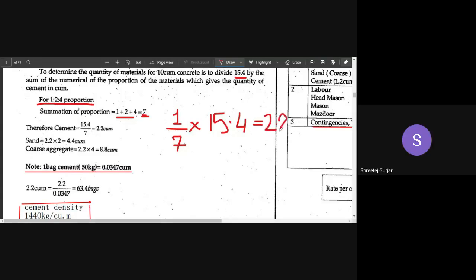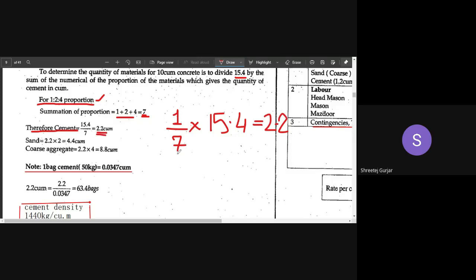2.2. Correct. Whenever they give you this kind of problem, you take the summation of the proportion and divide 15.4 by the summation. Therefore, for cement, you can see the quantity is 15.4 divided by the summation of the proportion. If you do, you will get the cement quantity, that is 2.2.